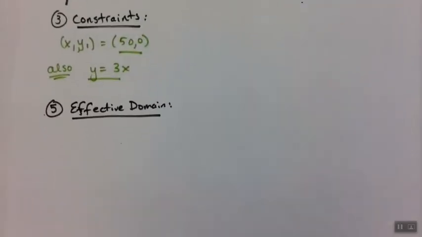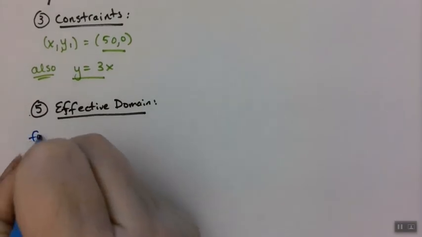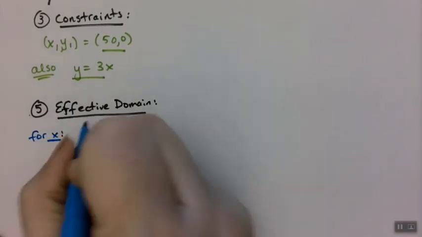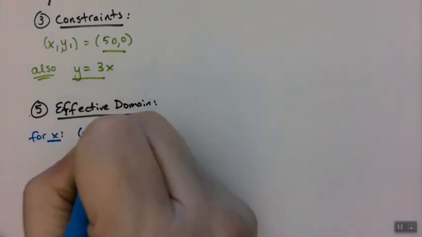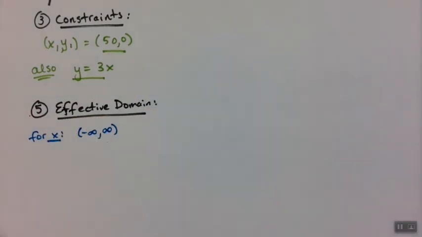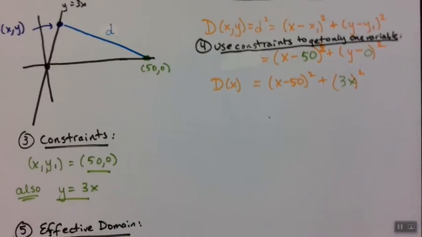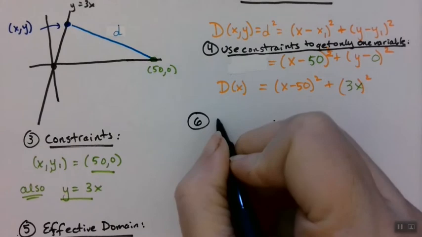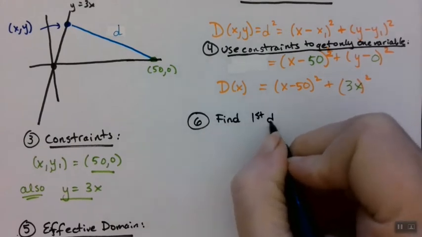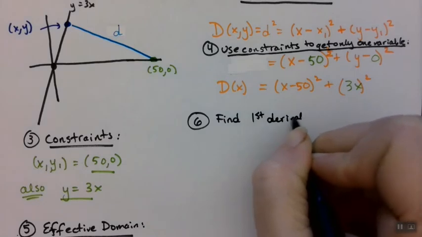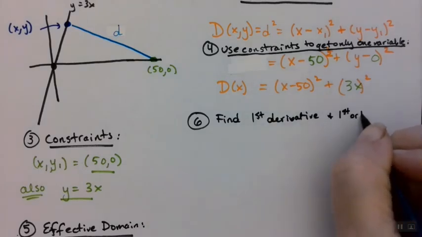So that gets me right down here. Effective domain is for the x, which is the only thing I care about, because that's the only variable left in my D, which is negative infinity to positive infinity. Okay, so step 6. We're going to find the derivative. So find the first derivative, and the first order critical values.